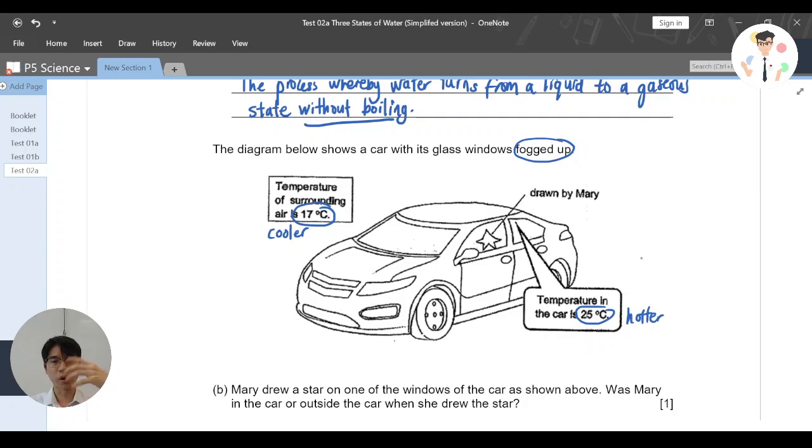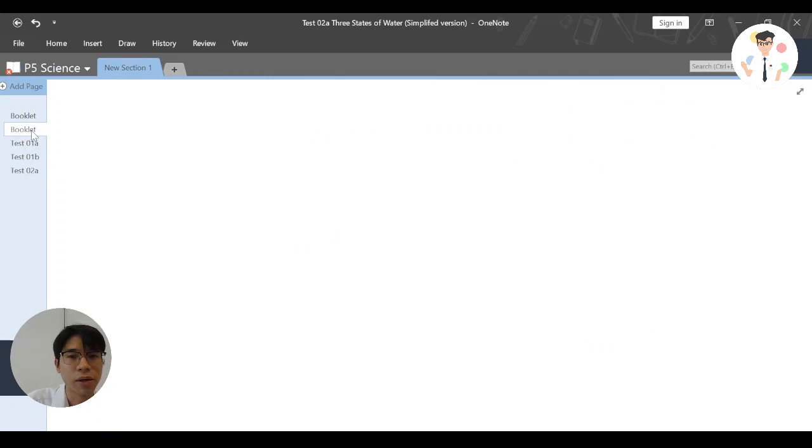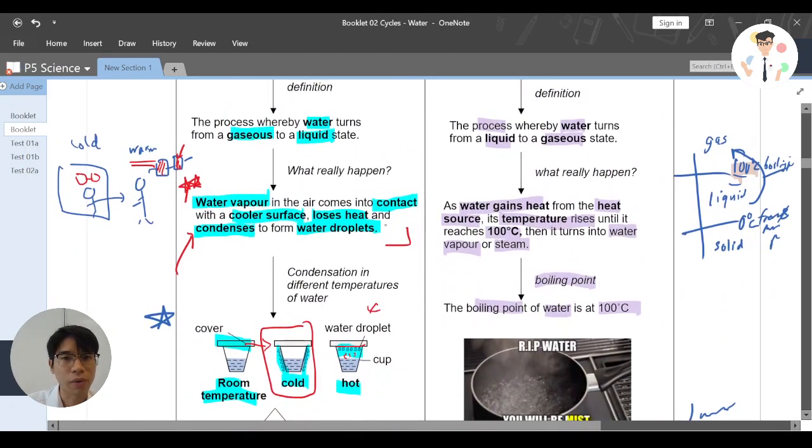Now, again, you must understand that when there's a cold and hot situation like this, and there's the word fog up here, you must be able to identify that the concept here is supposed to be condensation. Again, I repeat, condensation. So let me bring you back to the notes. This is the notes for condensation. When it comes to condensation, something like this is involved.